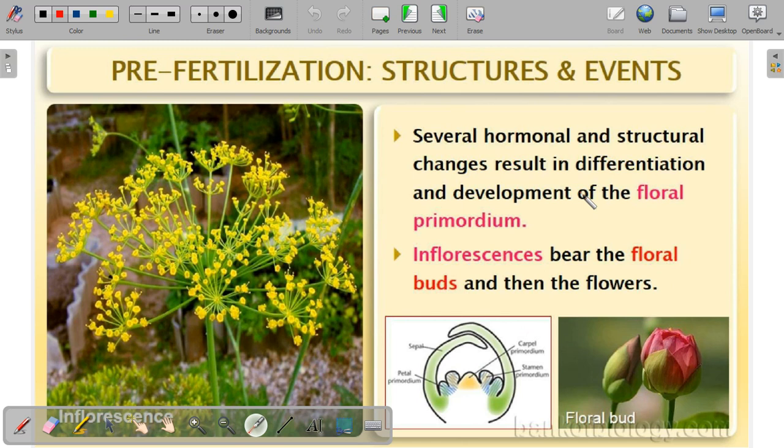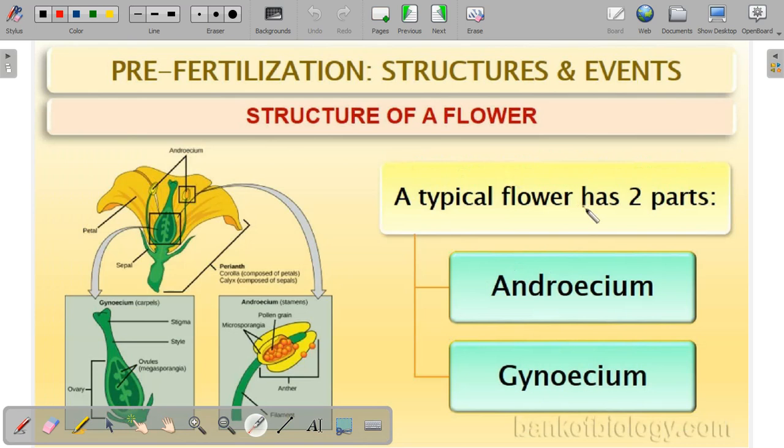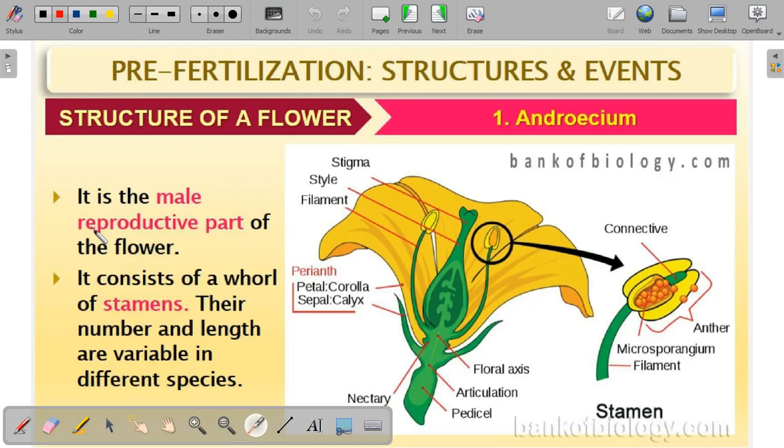Several hormonal and structural changes result in differentiation of the floral primordium. The arrangement of flowers on the floral bud is called the inflorescence, where we have learned about racemose and cymose, but that has nothing to do with your grade 12 now. Now, in the flower, we're going to see two essential parts, andrecium and gynecium, because we know that sepals are called the calyx and petals the corolla. These are the non-essential parts of a flower, which aid in reproduction by some modifications. But andrecium and gynecium are definitely required for reproduction.